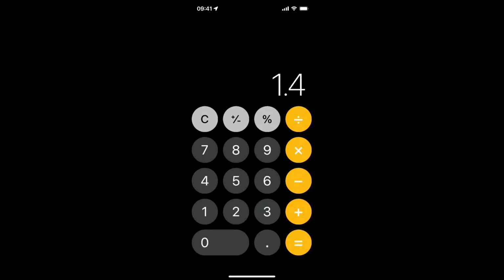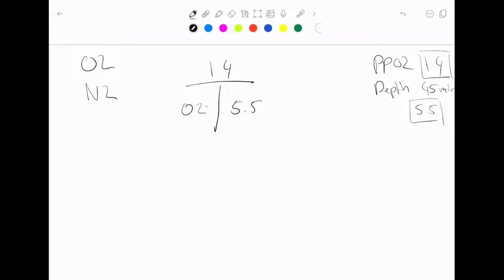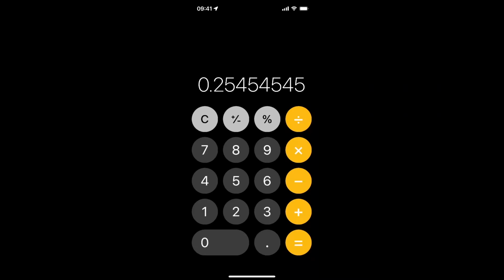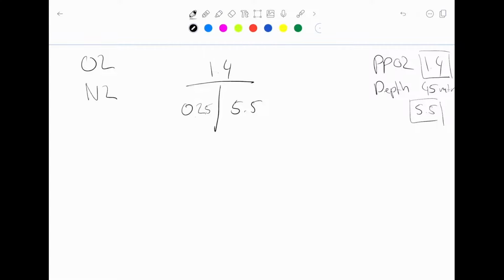1.4 divided by 5.5 equals 0.25 something. We round it down. So here we go, 25%. If we know that the oxygen percentage is 25% and we just would dive nitrox, that would mean that if we want to make 100%, we would have 75% nitrogen in our gas.